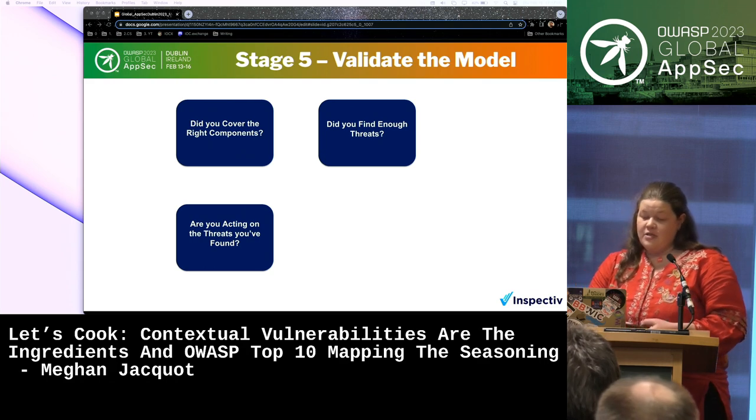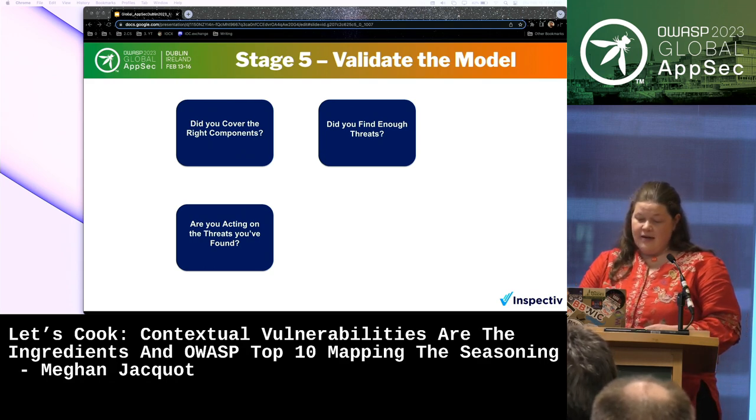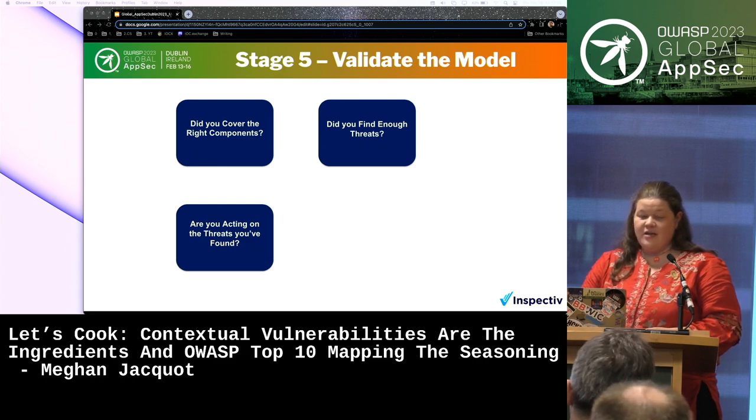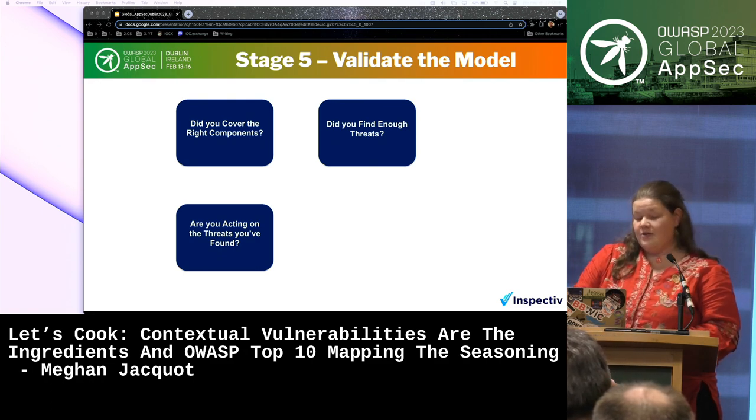Were any mitigations documented, prioritized, and acted upon in a timely manner? And that's going to depend on your organization, what timely means. Do you have the right stakeholders involved? And did you introduce a mitigation that introduced a new threat potentially?